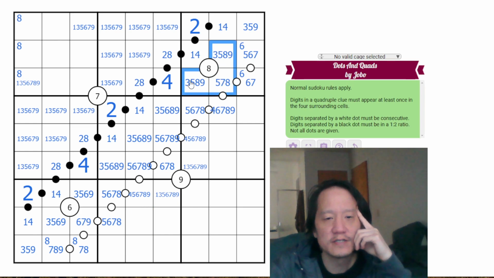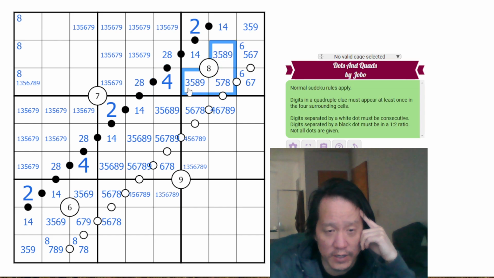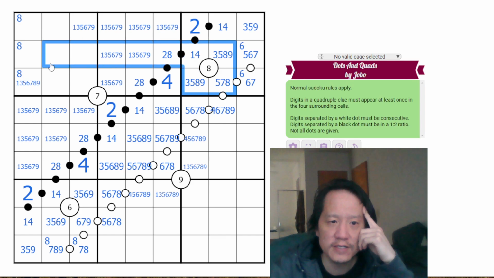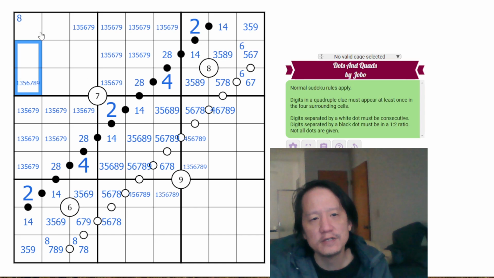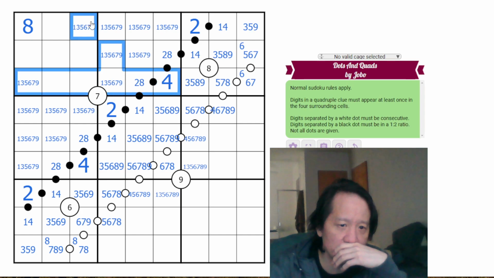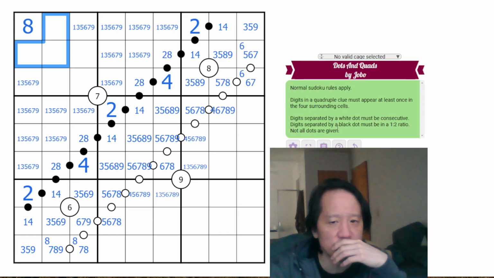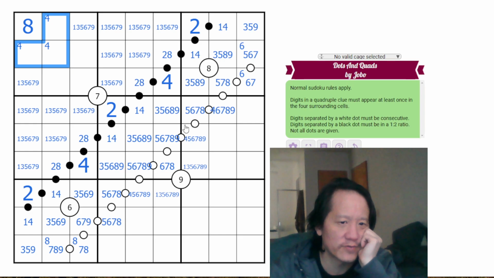Oh, all the 8's, yeah, okay, I think I did this before. All the 8's are in row 2, so all the 8's must be here. All the 8's must be here. Therefore, we have 2 8's in row 2 and 3. That counts for all the 8's, so this cannot be 8. Therefore, the only 8 possible now is here. So this is 8. 4 can't be either of these, so 4 has to be one of those 3. That doesn't tell us very much.